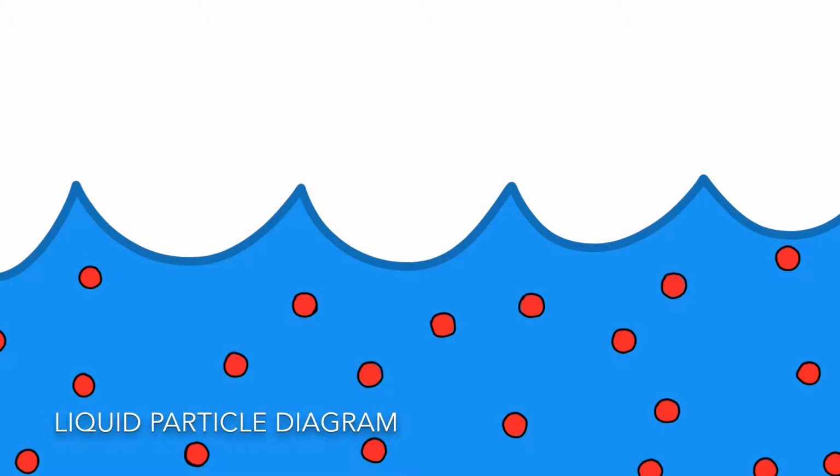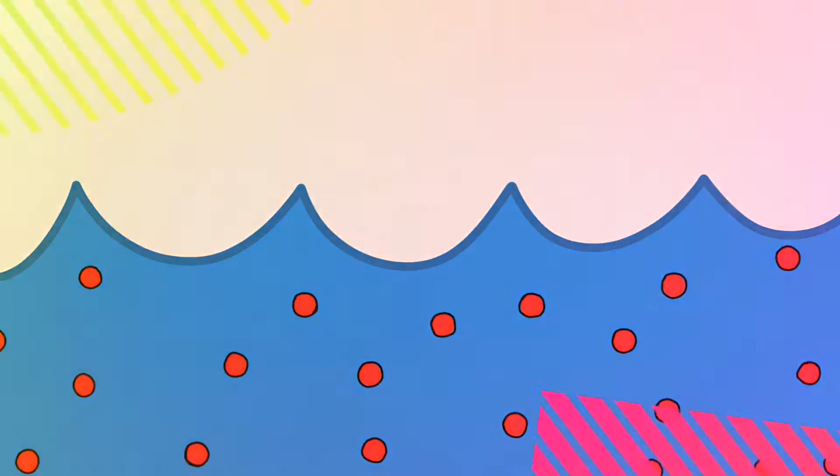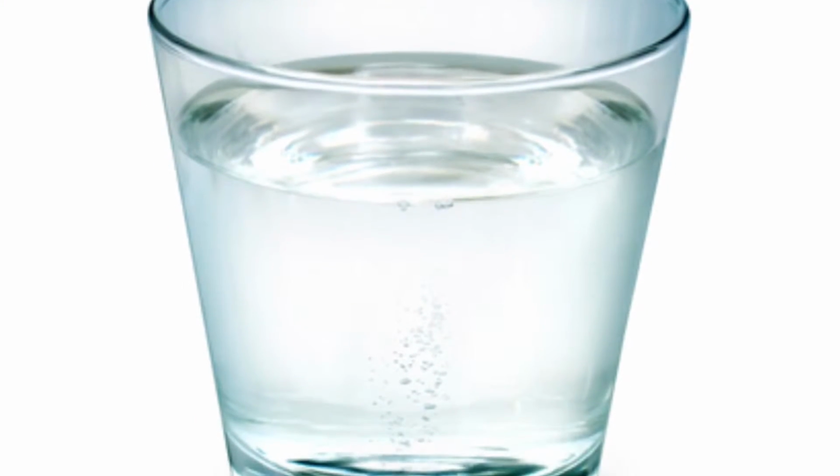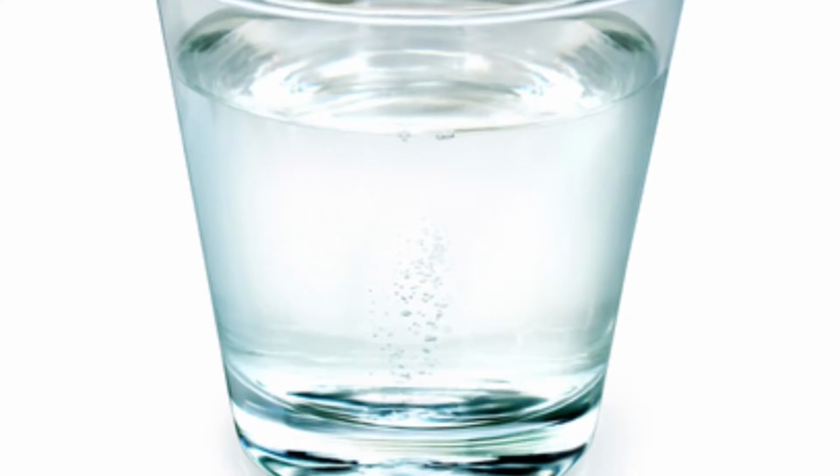This is a particle diagram of a liquid. A real-world example of a liquid is a glass of H2O. Water helps in the process of finding the volume in milliliters of irregular-shaped objects.